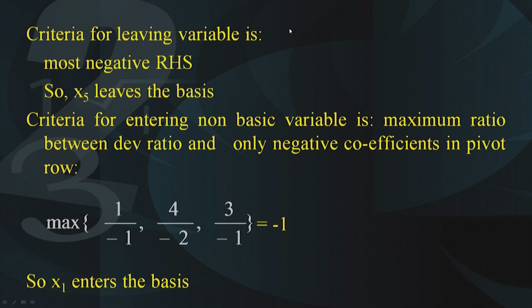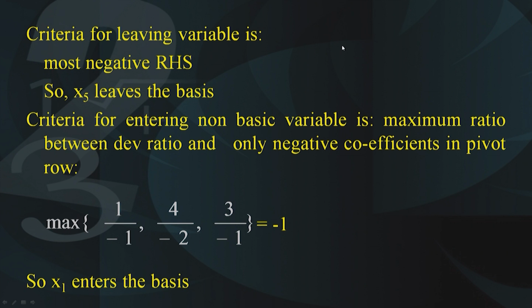Next, we have to look at the criterion for the entering non-basic variable into the basis. The criterion is that the maximum ratio test has to be performed. Again, if you remember, in the simplex method, we perform the minimum ratio test. However, in the dual simplex method, we perform the maximum ratio test. And the maximum ratio test has to be performed between the deviation rho and only the negative coefficients in the pivot row.